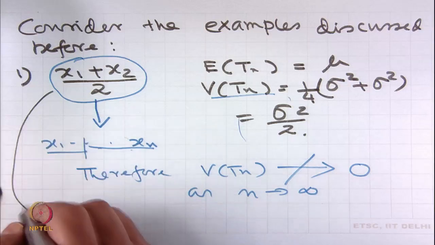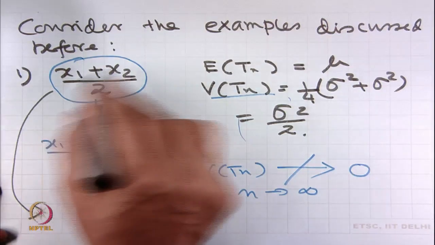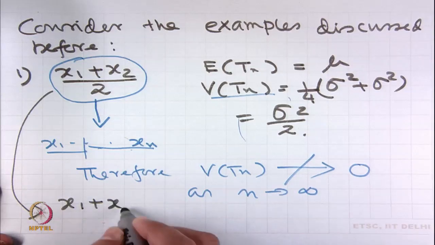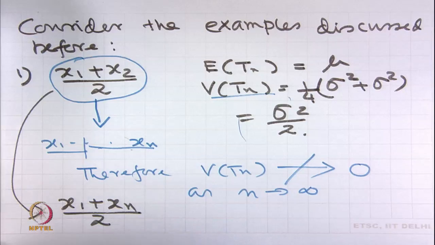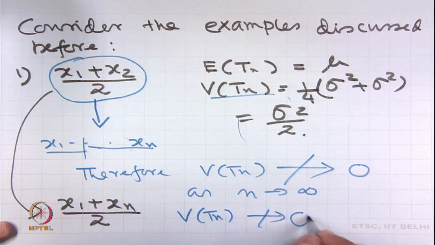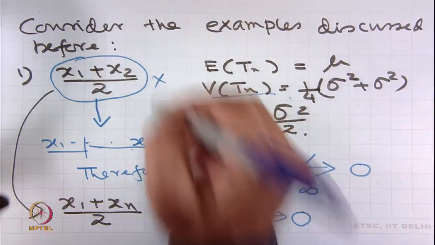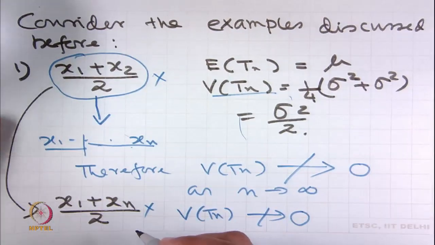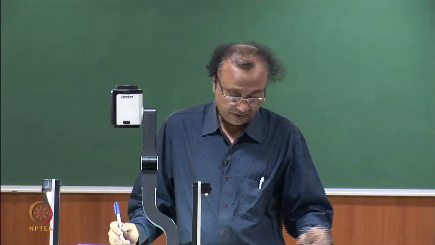Suppose instead of x 1 plus x 2 by 2, I would have chosen x 1 plus x n by 2, then this is also unbiased. Also, I am taking care of the large sample that I have taken, but here also the variance of T n will not go to 0. Therefore, neither this nor this is a consistent estimator of mu in this case.